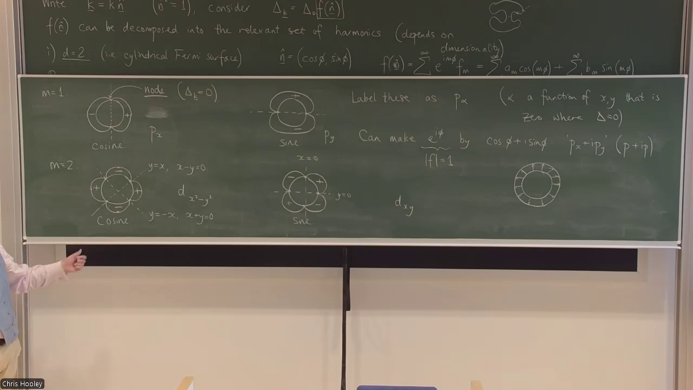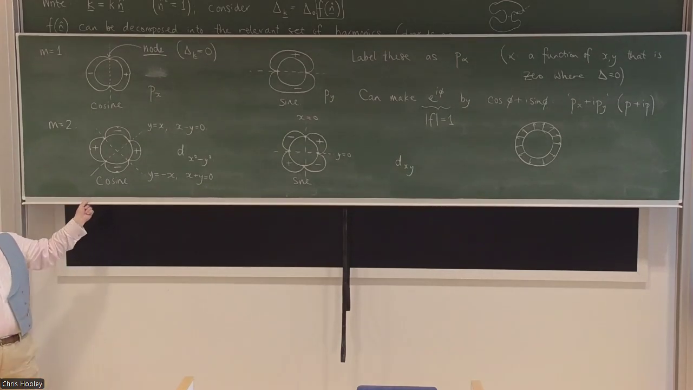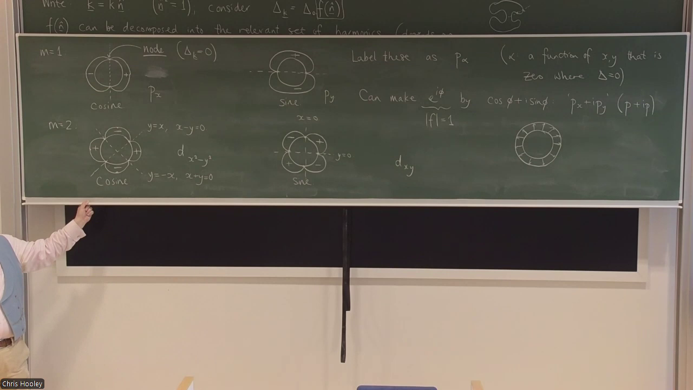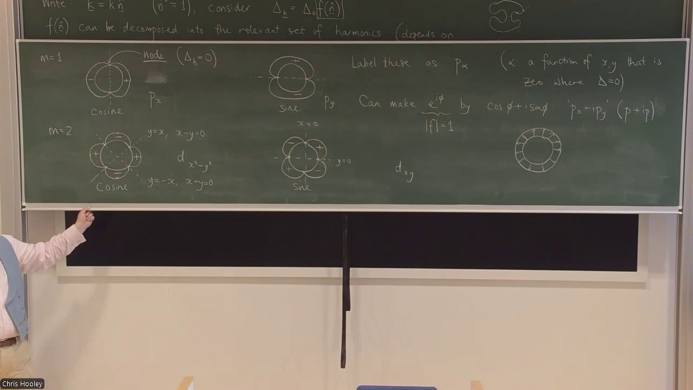Good. We will talk shortly about physical consequences of having the nodes. There are lots of physical consequences of having the nodes in the gap. But I want to say something first about how this looks for 3-dimensional order parameters. Any questions on 2D?